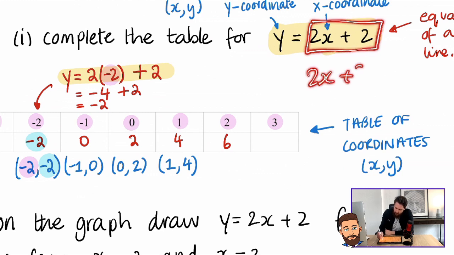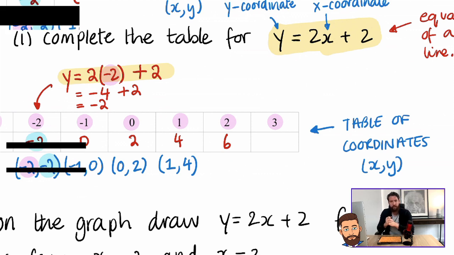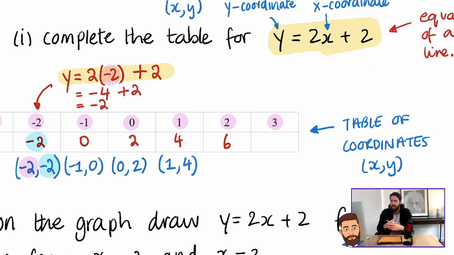2x plus 2. Remember, whatever's in front of the n, or in this case the x, is what the sequence is going up by. So what's in front of the x here? 2. What's this sequence going up by? 2. So there's a nice link that we can make there. And once you spot that link, and once you understand that link, you can use it to fill out these tables much quicker. And we'll look at that in the next example.